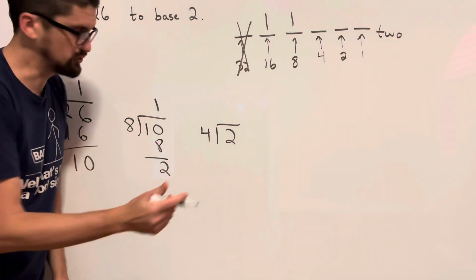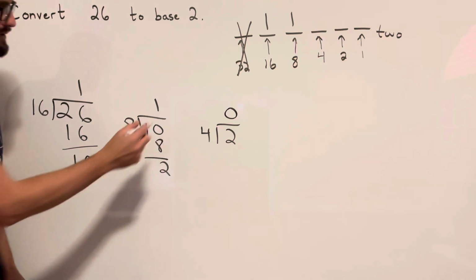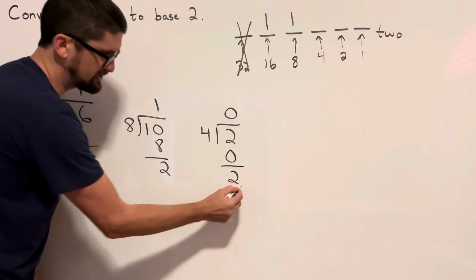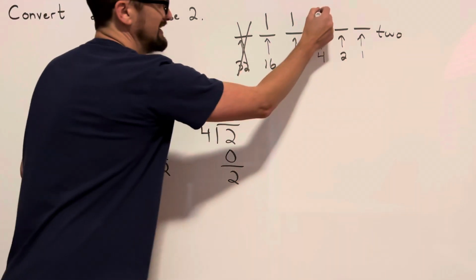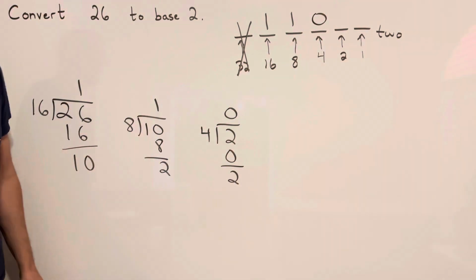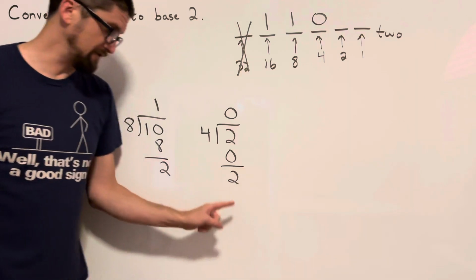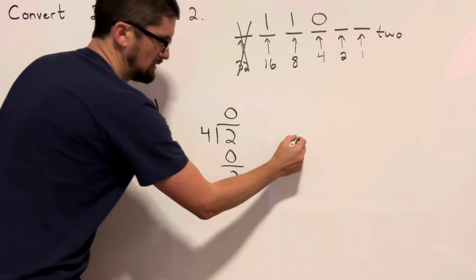There's no groups of 4 in 2. So you're going to put 0. 0 times 4 is 0. Subtract, you get still 2 left over. So this 0 is going to go into this spot. Then figure out how many groups of 2 you have, always with the remainder. We have a remainder of 2.